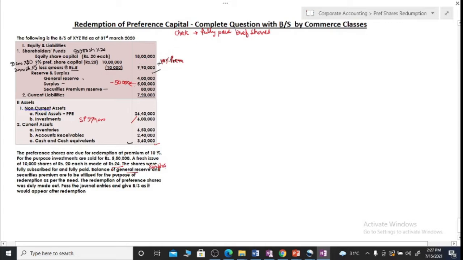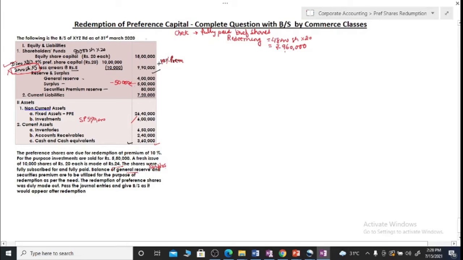So if we go for redemption, then we will be redeeming how many shares? Can you identify? You see, you have 50,000 shares of 20 each, but on 2,000 shares we have arrears. It means we cannot redeem these 2,000 shares. So we will be redeeming 48,000 shares of 20 rupees each. That means we will be redeeming capital of 9,60,000. These 2,000 shares of 20 each with the arrears of 5 rupees will be left as it is. Okay, we cannot redeem them.